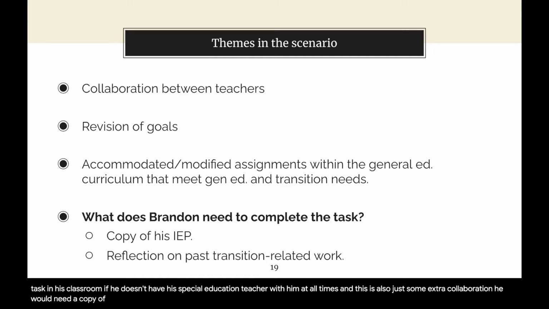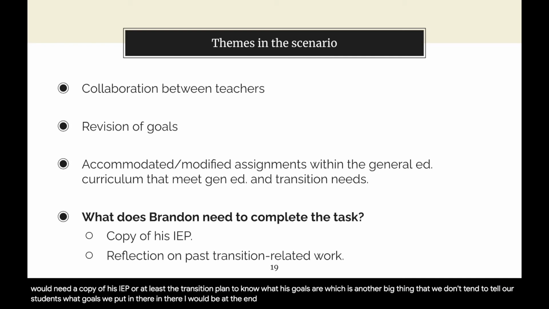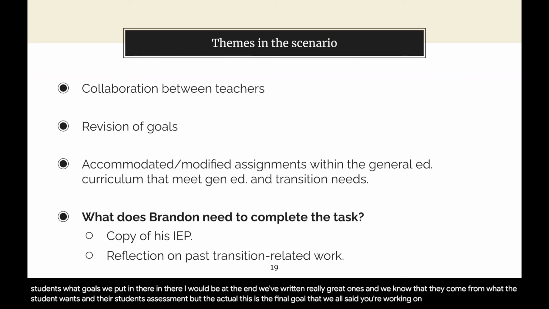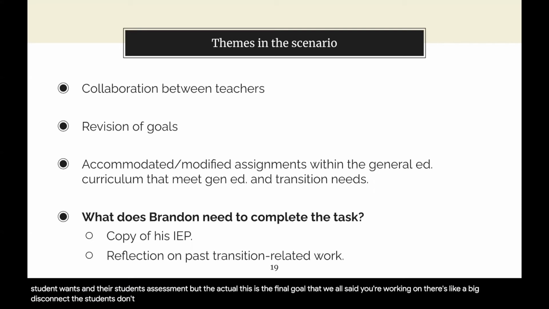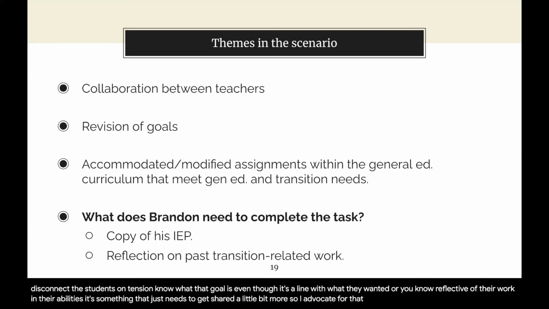He would need a copy of his IEP, or at least the transition plan, to know what his goals are, which is another big thing that we don't tend to tell our students: what goals we put in their IEP at the end. We've written really great ones, and we know that they come from what the student wants and their student's assessment, but the actual final goal that we all said you're working on, there's like a big disconnect. The students don't tend to know what that goal is, even though it's aligned with what they wanted or, you know, reflective of their work and their abilities. It's something that just needs to get shared a little bit more. So I advocate for that as well.